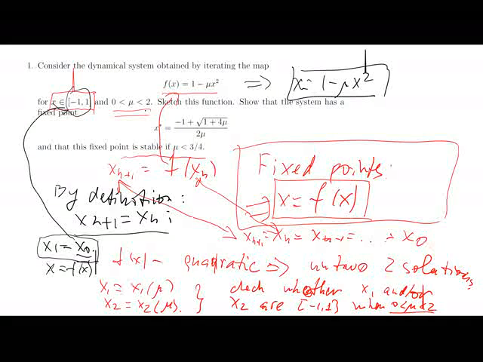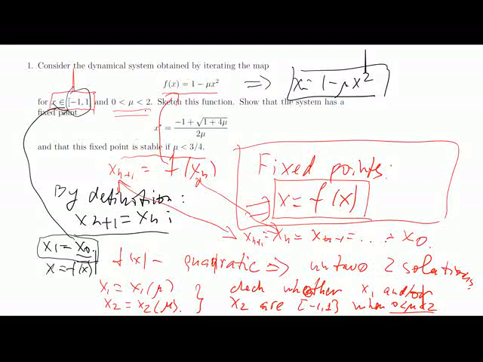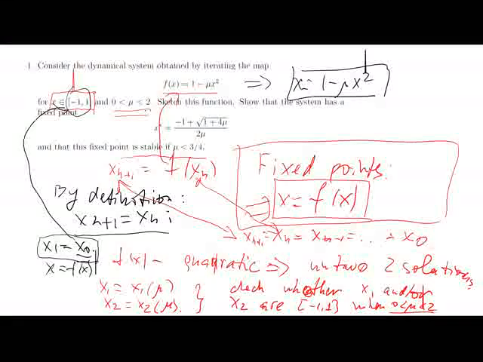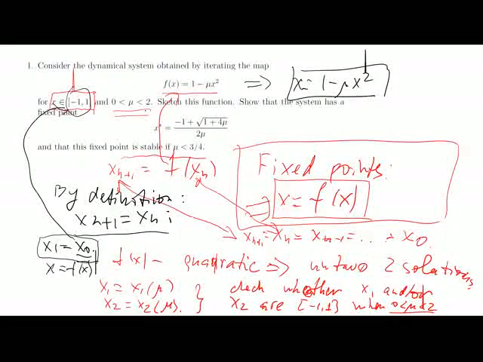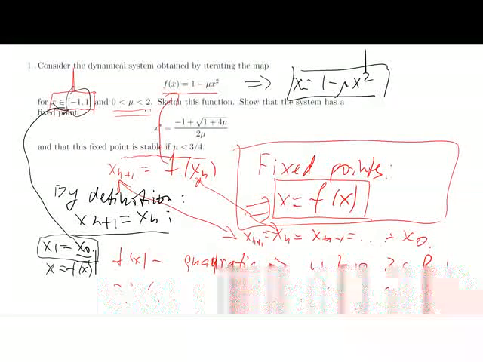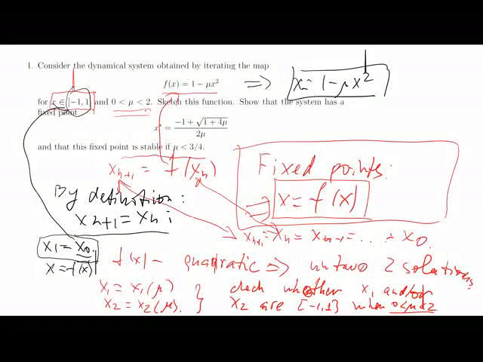Is it okay? Yeah, that's cool, thank you. Okay, more questions? As I said, this is a very important problem, because we will talk a lot about fixed points and stability. This is one of the main themes in this model.